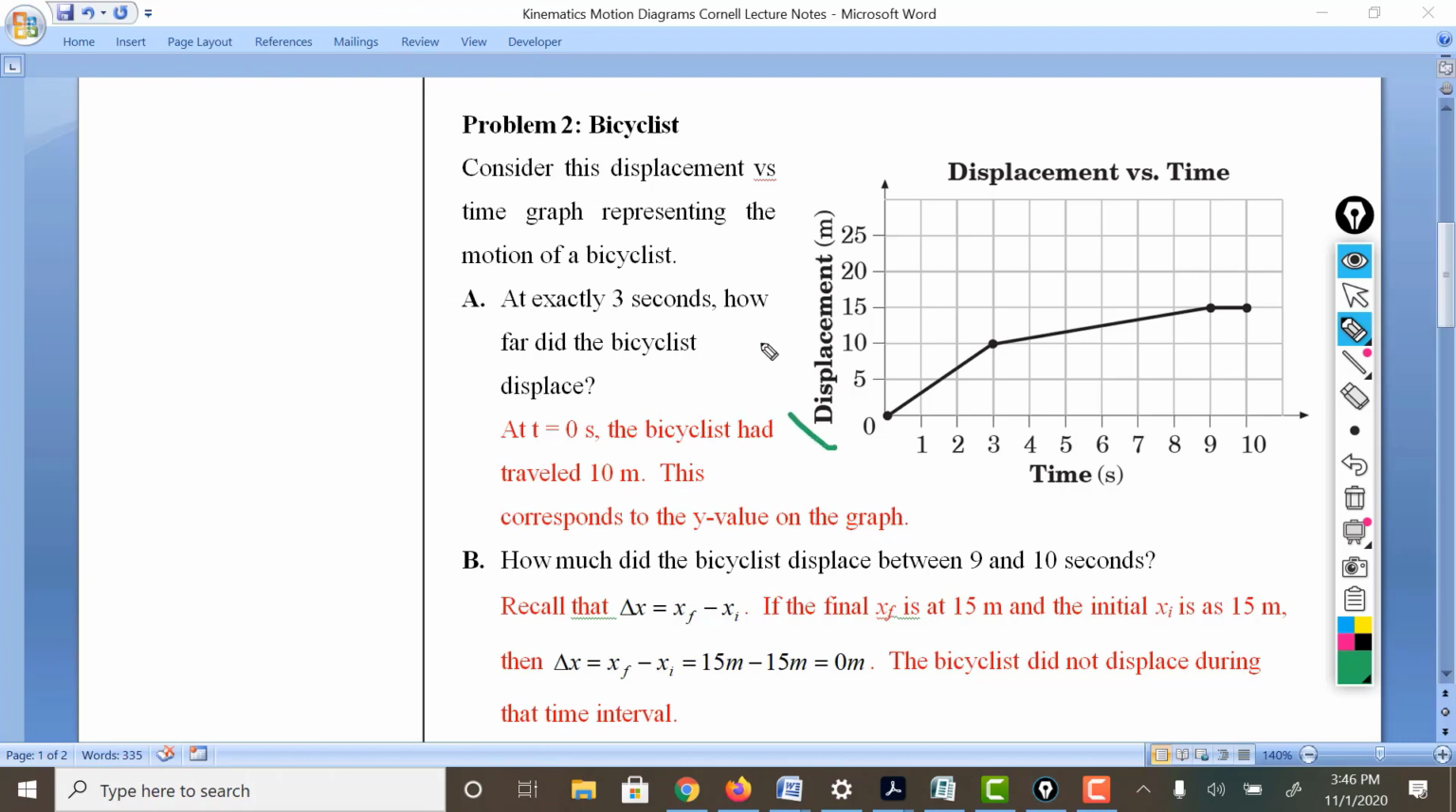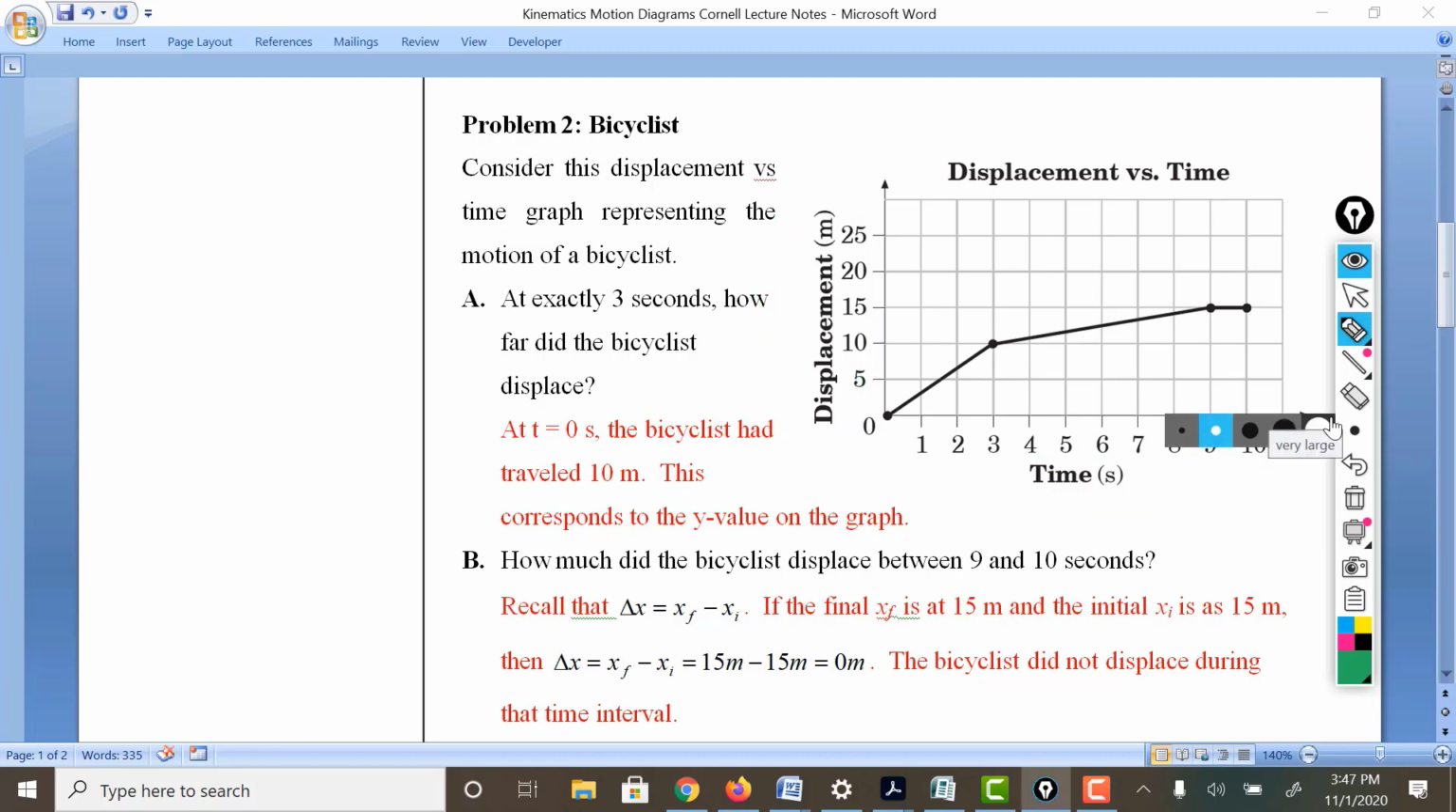Motion graph. This is a displacement versus time. This is an x versus t. And it's very important that we are aware of the units. So consider for a moment that even though it's a displacement versus time graph, if I take the slope, I would get meter over second, which is velocity. Let's look at some of these questions here.